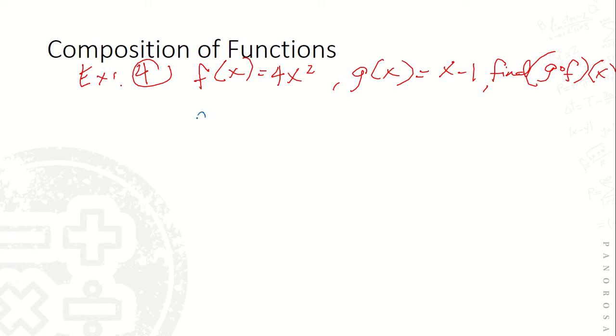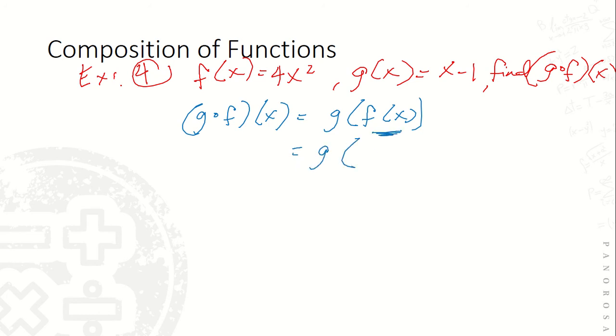Okay, so solution, we have g composite f of x equals g of f of x equals g. Tanggalin ng f of x, palitan ng value niya. At ang value ni f of x ay 4x squared. So, g of 4x squared equals, copy the primary function. So, that is x minus 1. So, we have x minus 1.